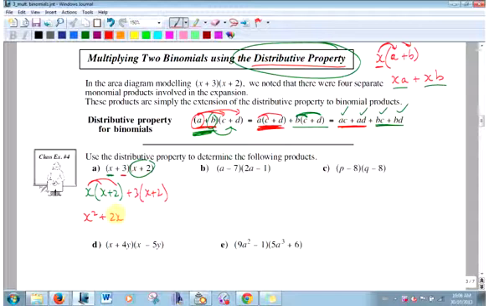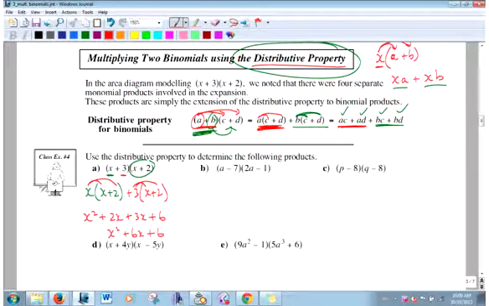2x plus 3x plus 6. Do I have my 4 terms? Can I collect a couple of them? Yeah, 2x and 3x is 6x. Okay, it simplifies to a trinomial, but you should look for your 4 terms. Okay?